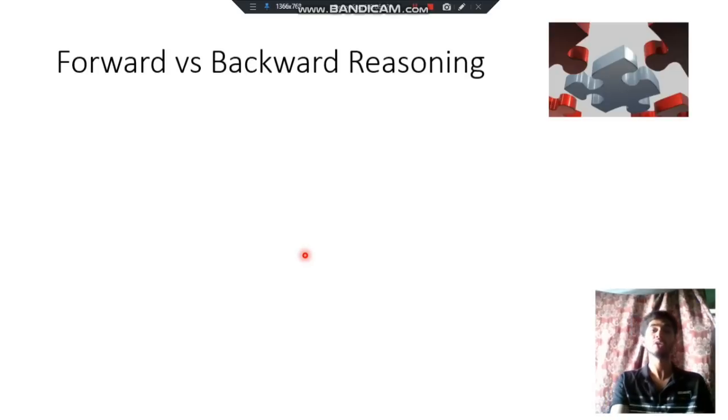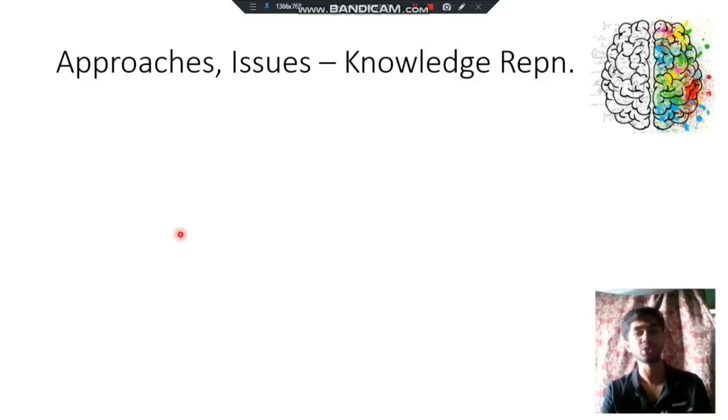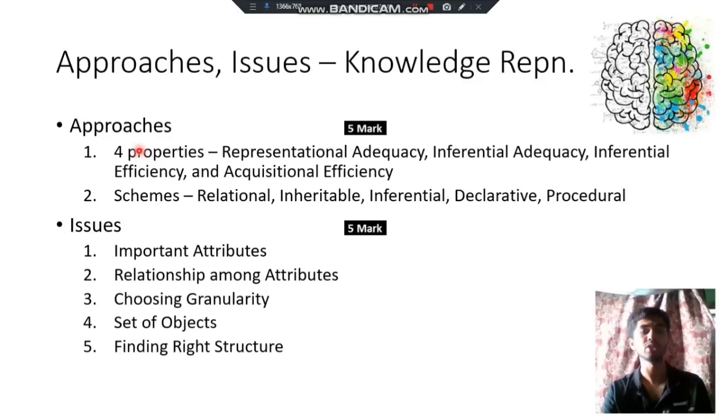Moving on, we have forward versus backward reasoning. Forward means moving from the start state to the goal state, for example chess. Backward means from the goal state to the start state, for example the eight puzzle problem. What are the approaches and issues in knowledge representation? Approaches, you have the four properties: representational adequacy, inferential adequacy, inferential efficiency, acquisitional efficiency. The names themselves are sufficient, you can write in your own words. Schemes are relational, inheritable, inferential, declarative, and procedural. What are the differences between them? You can watch the theory video where I have explained in depth.